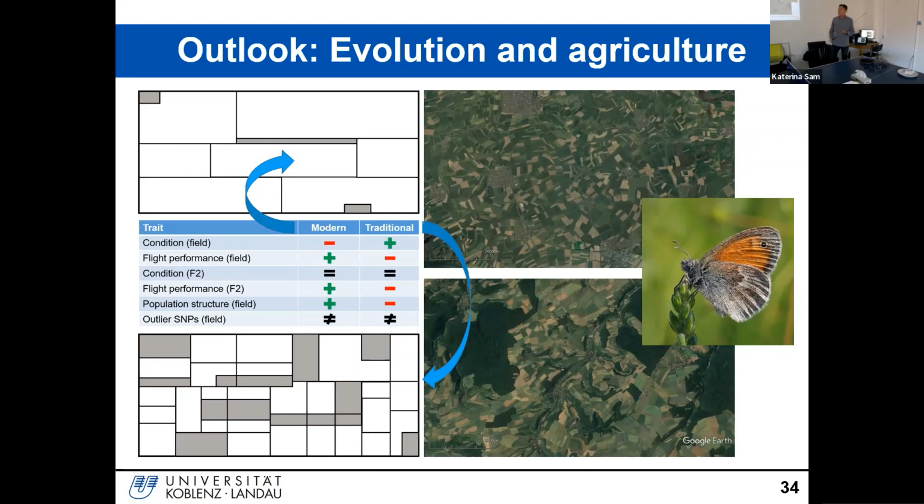And our prediction was that in the modern landscape, the butterflies should be of poorer condition because they need to fly larger distances, and in combination there are fewer nectar sources available. But on the other hand, we expected selection on flight ability because resources are more scattered and they need to reach them, for instance, oviposition plants.